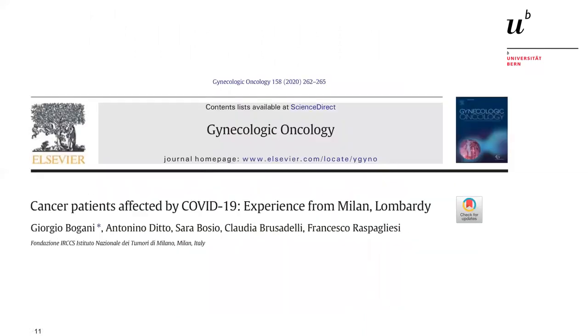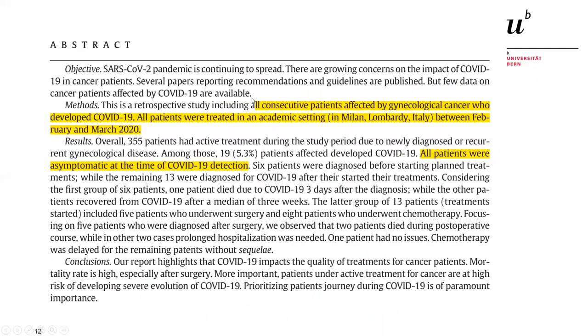This is our second example. It's about the experience in a hospital in Milan, and they included cancer patients. So here, this is the abstract. In the methods, the authors report that they included all consecutive patients affected by gynecological cancer and developed COVID-19. And we know that these patients were treated in this academic setting between February and March.